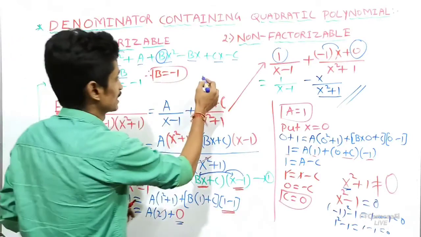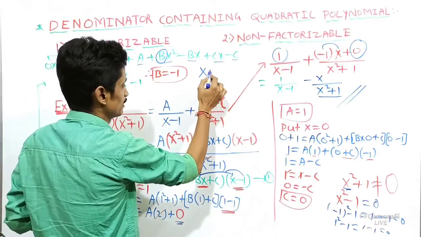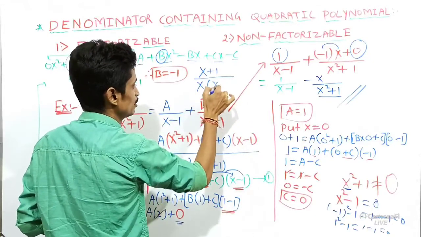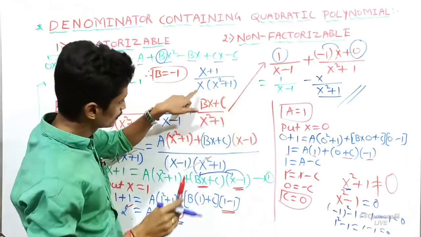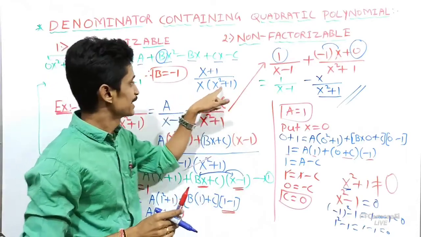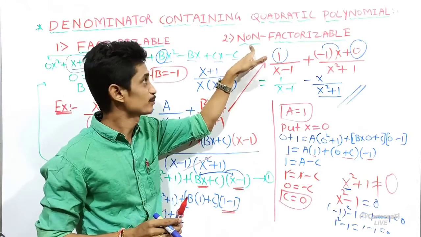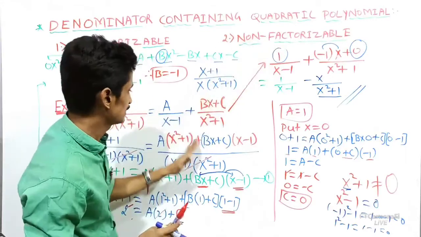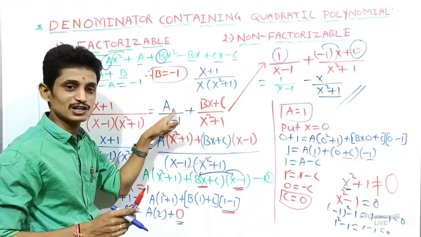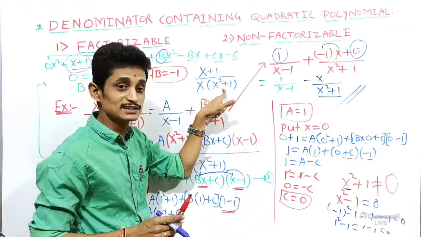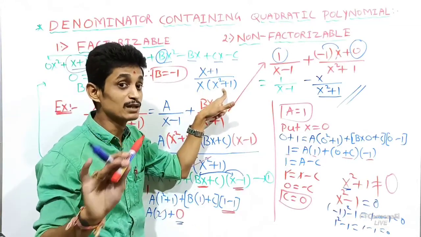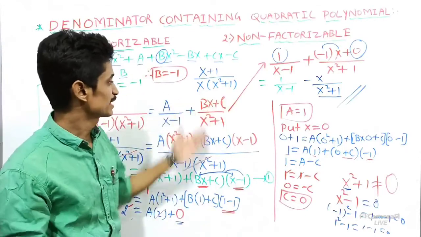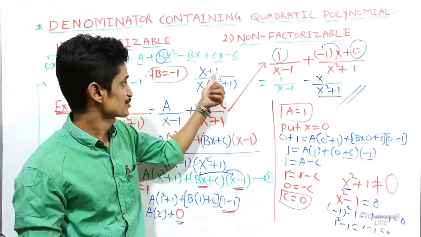One homework for you: x divided by x plus 1 into x square plus 1. Look, x is a linear form, x square plus 1 is a quadratic polynomial. So quadratic polynomial means which type? Non-factorizable form. Apply this one. Wherever there is a linear factor, just a constant. Wherever there is a non-factorizable quadratic polynomial, write bx plus c. Note it. A similar type of question we will continue in the next class, and just try this homework.